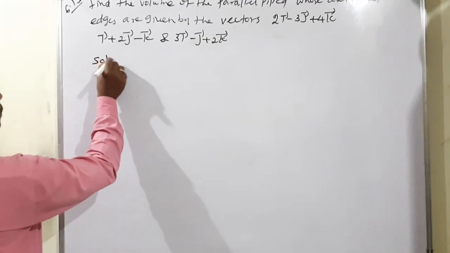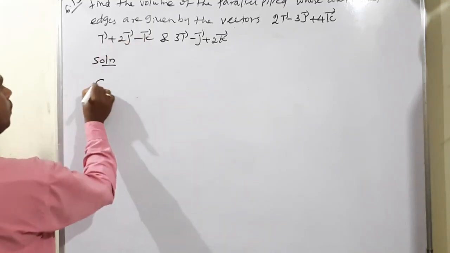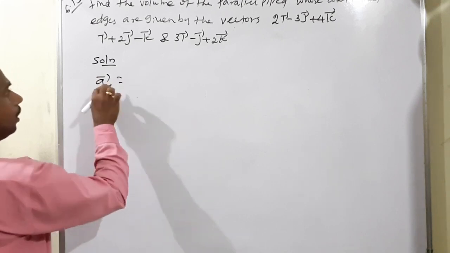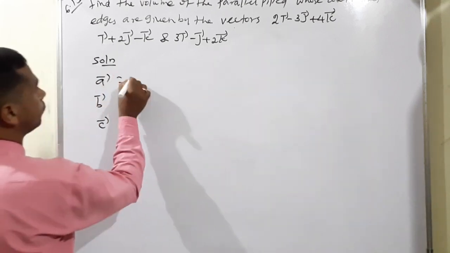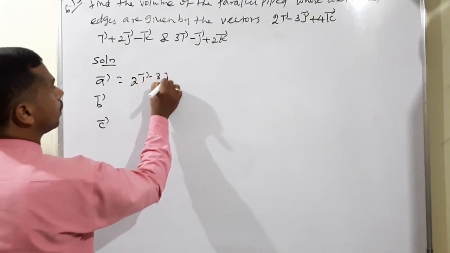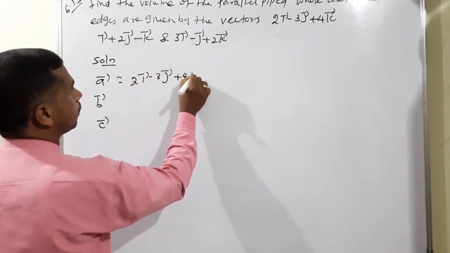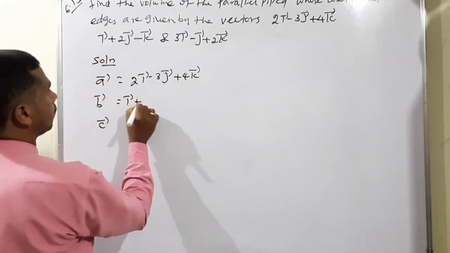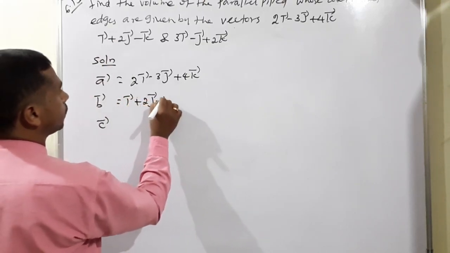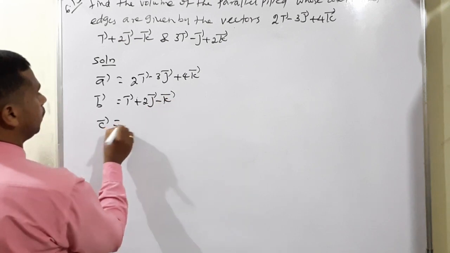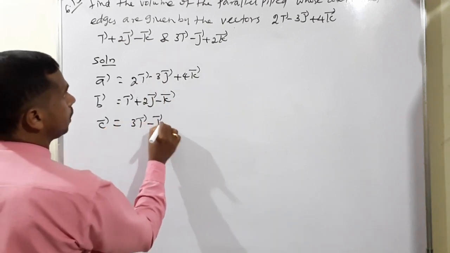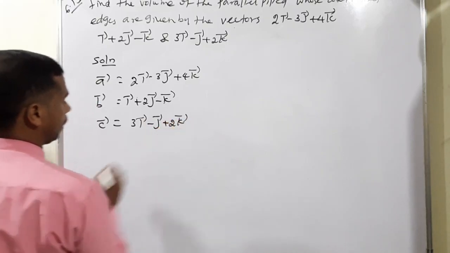So solution, first consider each and every term. First one vector A, second one vector B, third one vector C. So vector A is equal to 2i vector minus 3j vector plus 4k vector. Vector B is equal to i vector plus 2j vector minus k vector. Vector C is equal to 3i vector minus j vector plus 2k vector.